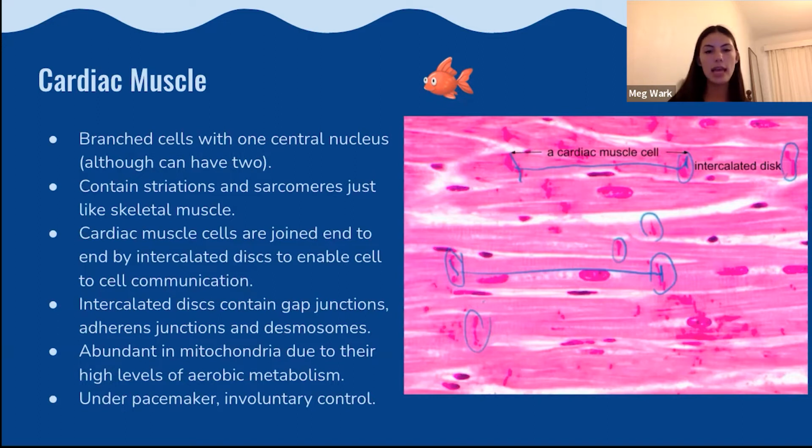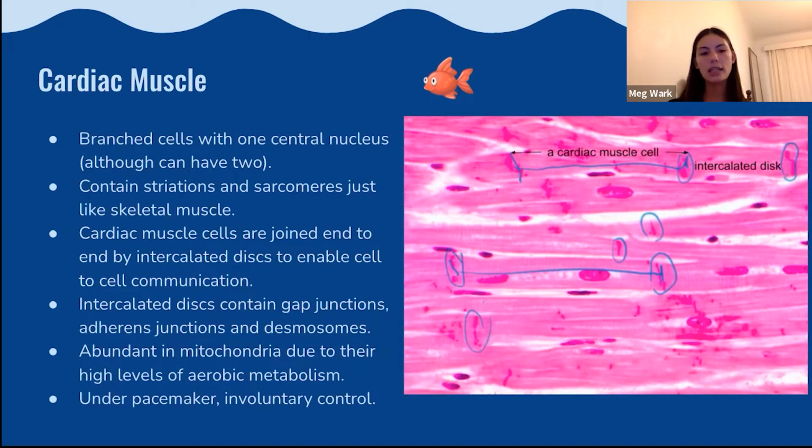Intercalated discs contain gap junctions, adherens junctions, and desmosomes. So those are just three different types of structures that all enable cells to communicate in different ways. Cardiac muscle cells are abundant in mitochondria due to their high levels of aerobic metabolism, because if you can imagine, cardiac muscle cells are obviously found in the heart, and the heart needs a lot of energy for all of the contracting that it does to pump blood around the body.